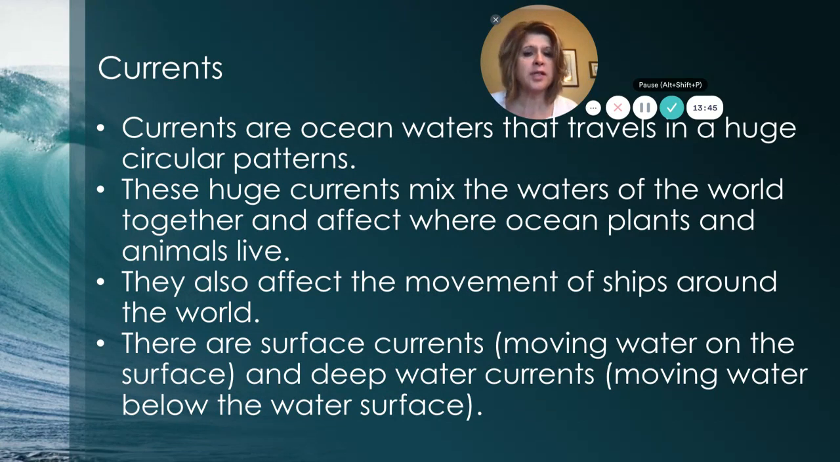There are surface currents moving water on the surface. They work with waves. And then there's deep water currents moving below the ocean surface. Both of those kind of give you the hint. Surface currents are on top, working with ocean waves. And deep water currents are deep in the ocean, moving the water. Deep water currents are important for moving temperature in our oceans.